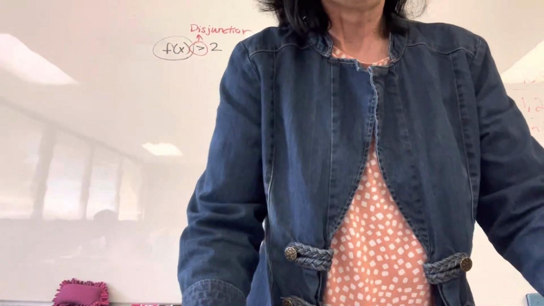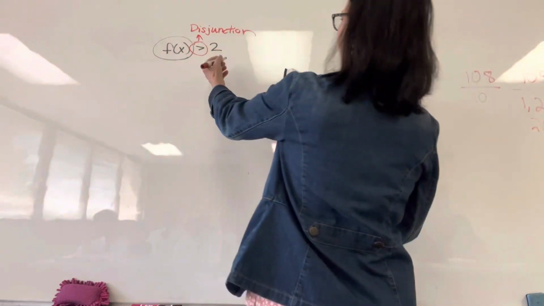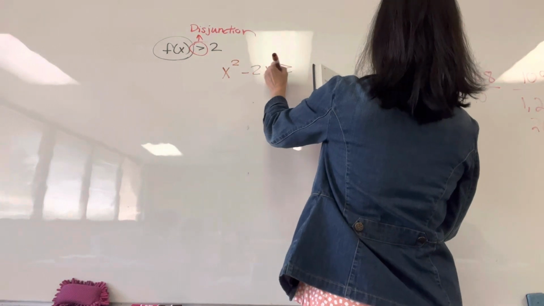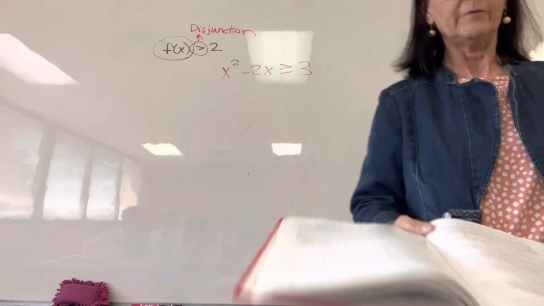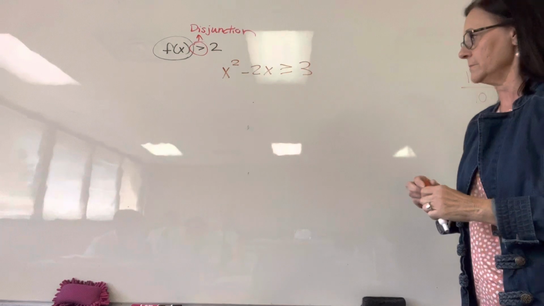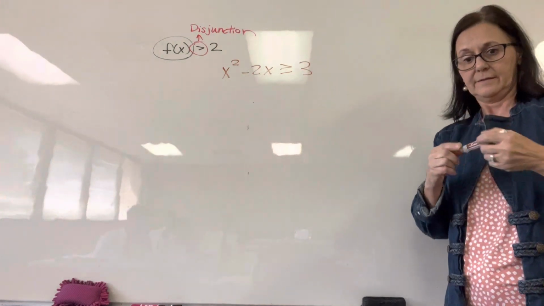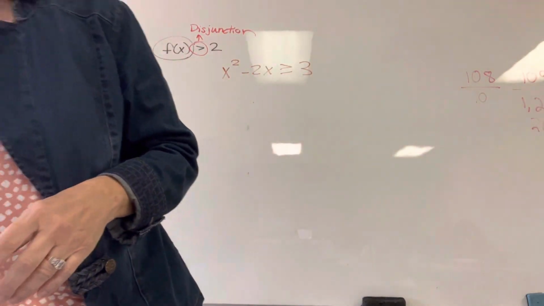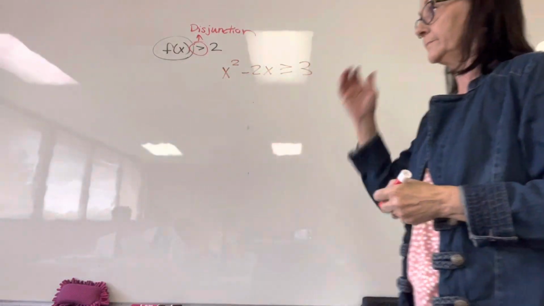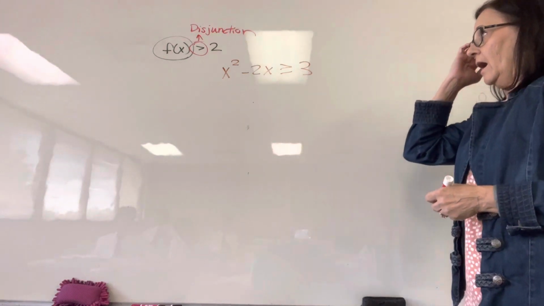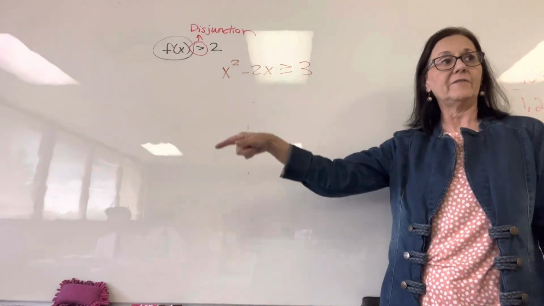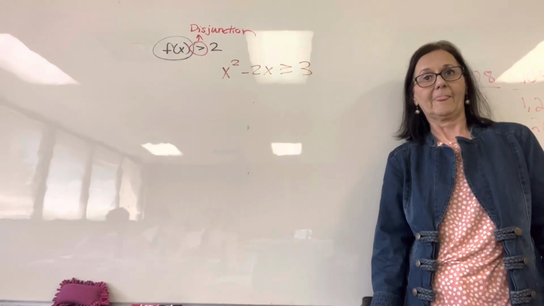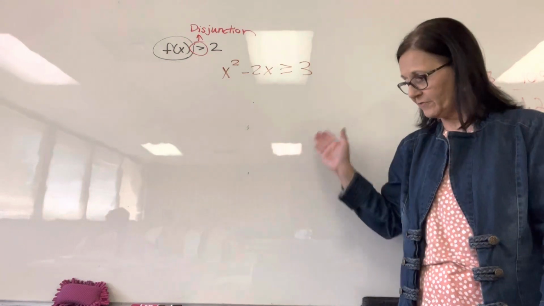All right, look at example 2. Now we have x squared minus 2x greater than or equal to 3. We're working every one of these problems with the domain as all reals. Domain is always all reals. Now how does this one differ from the previous one? We have to make it equal to 0. Correct. We have to move the inequality.